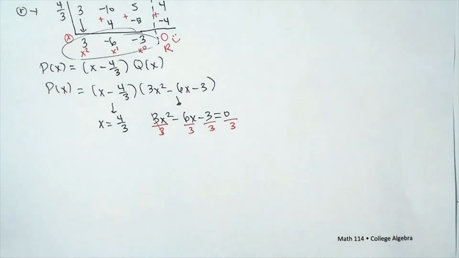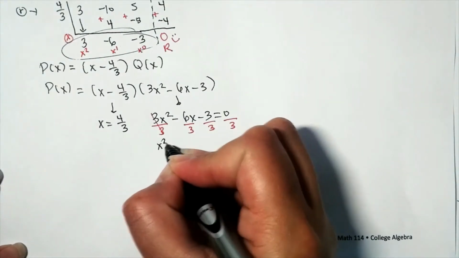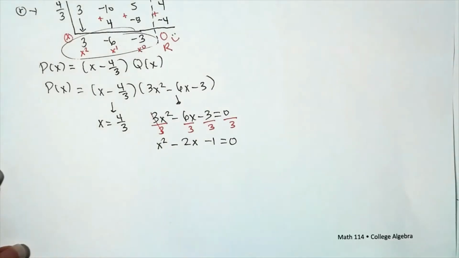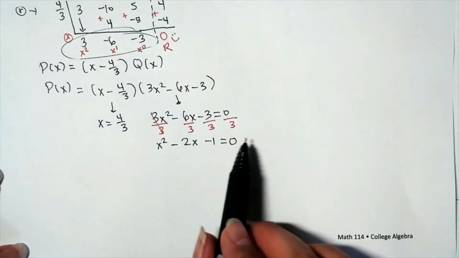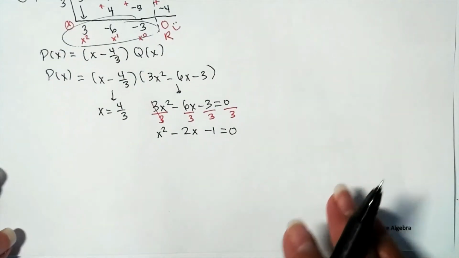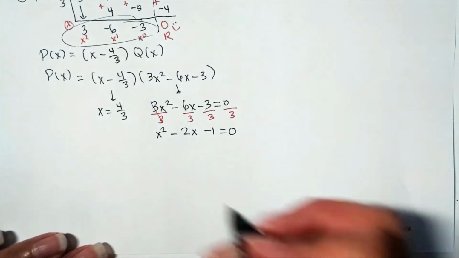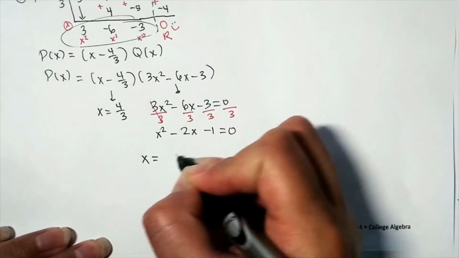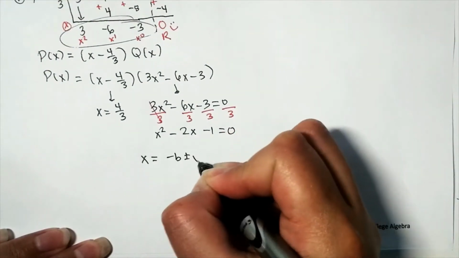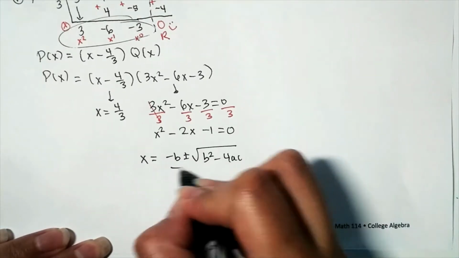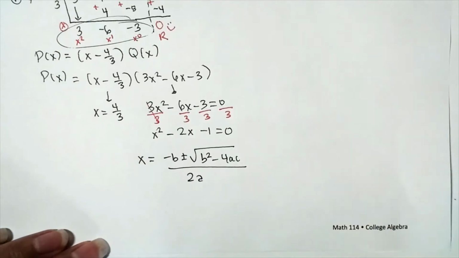So when we tone down the numbers by dividing both sides by 3, that's going to give us x squared minus 2x minus 1 equals 0. Now the question is, what if we didn't divide both sides by 3? It's fine. Your numbers are going to be slightly more inflated, and that's okay too. Let's write down the quadratic formula. x equals opposite b plus or minus the square root of b squared minus 4ac, all over 2a.